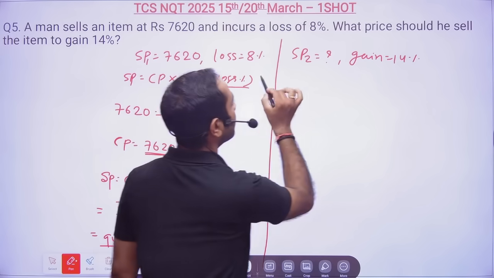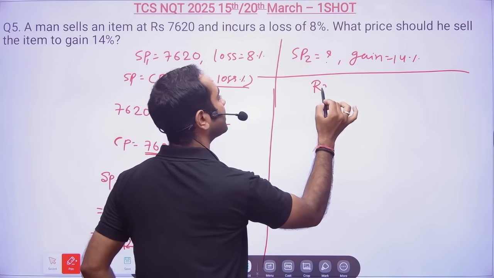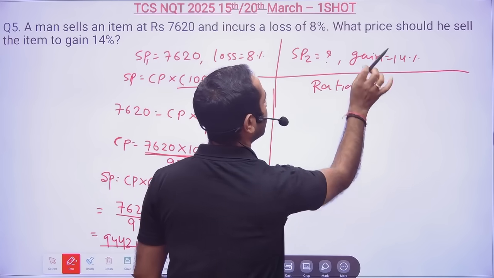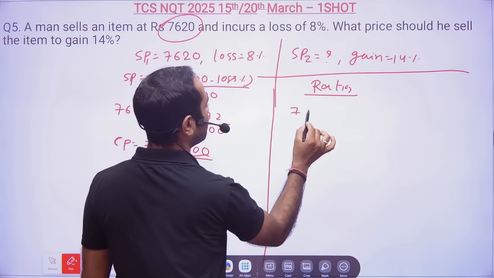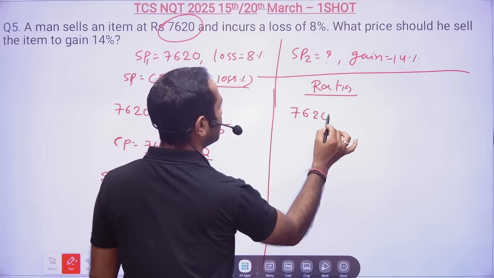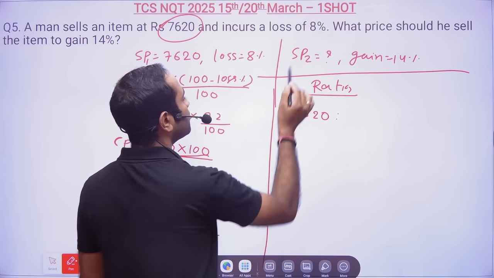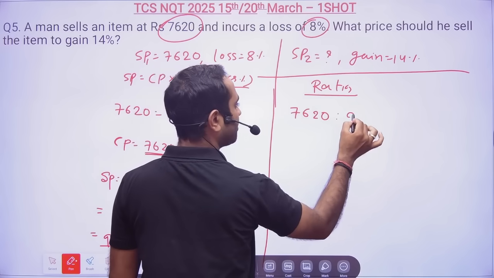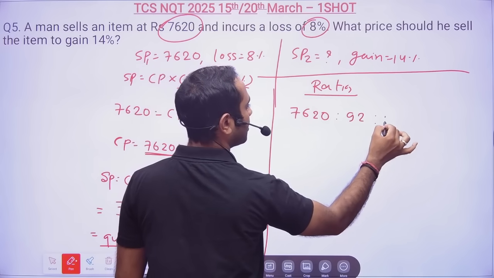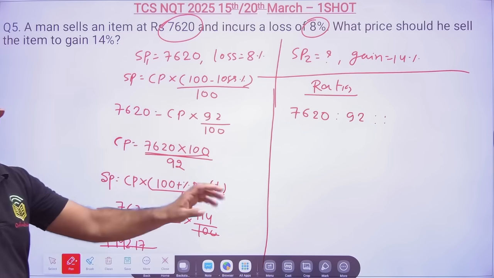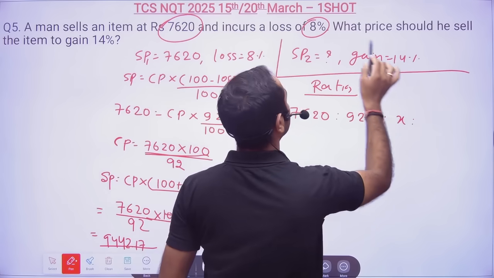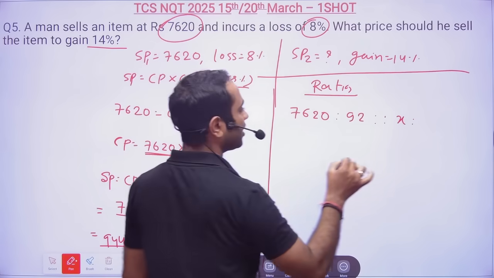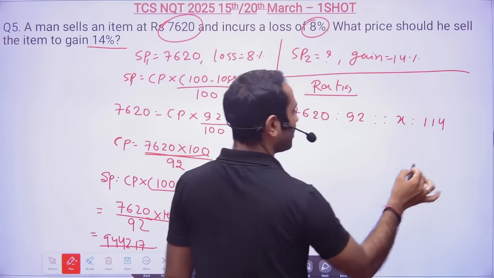Now here you see, I will tell you by the ratio method. So what they are telling is, if you are selling a product at 7620, you are losing 8%. So 8% loss means 100 minus 8, 92, right? If there is any loss, subtract from 100. Now at what price should you sell so that you gain 14%? If there is any profit, add it to 100.